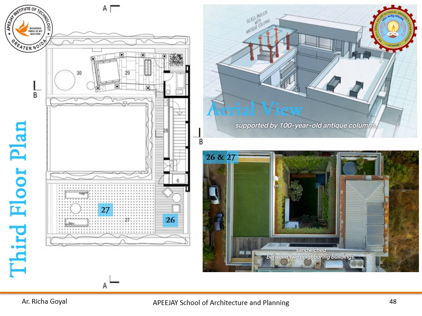Coming on to the third floor plan, that is the terrace floor. We have a green area for terrace gardening, and there is another glass pavilion which is supported on a number of antique columns. So in number 26 and 27 we have this figure showing the green area, and this pavilion can be seen here.